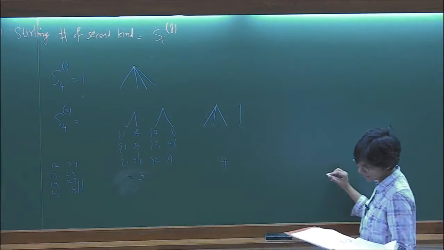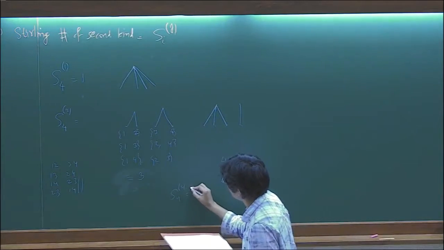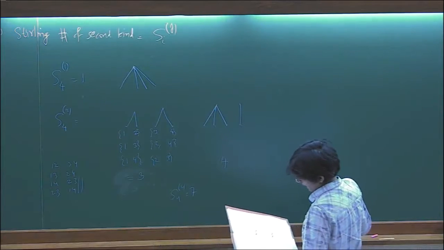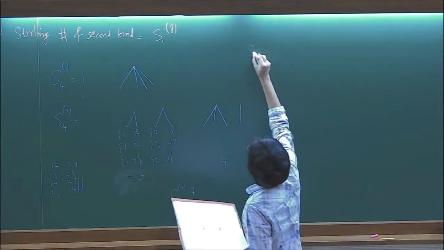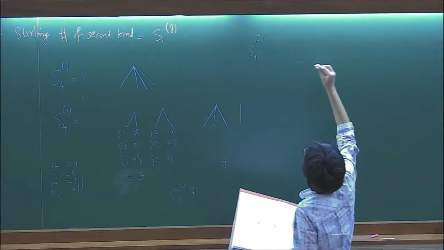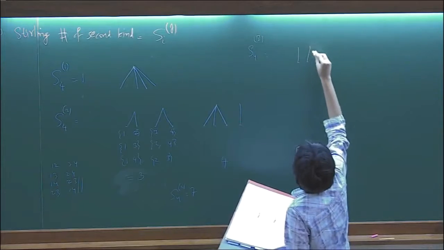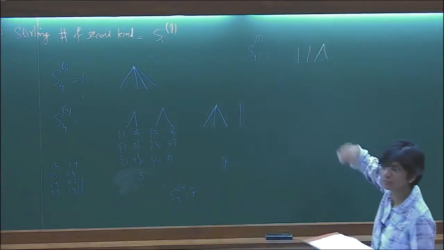So I have 4 objects, and I want to make them into 3 clusters. And what about a permutation of this? So that's also 6, and so on. So you can work out the other ones. This 4 is 1. Is this okay? Is it clear what these Stirling numbers are?